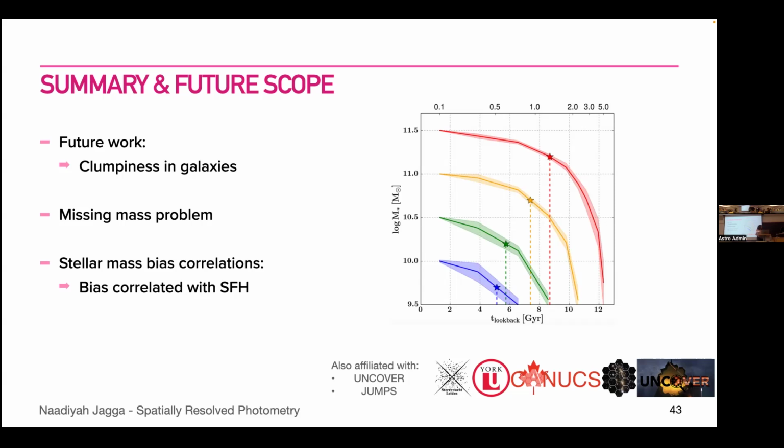Naadiyah, thanks for the talk, and we have some time for one or two questions. Anyone want to take one? I'll probably start one. You mentioned you use both JWST and Hubble. How would you see the difference in the measurement with only JWST, only Hubble, versus the two together?